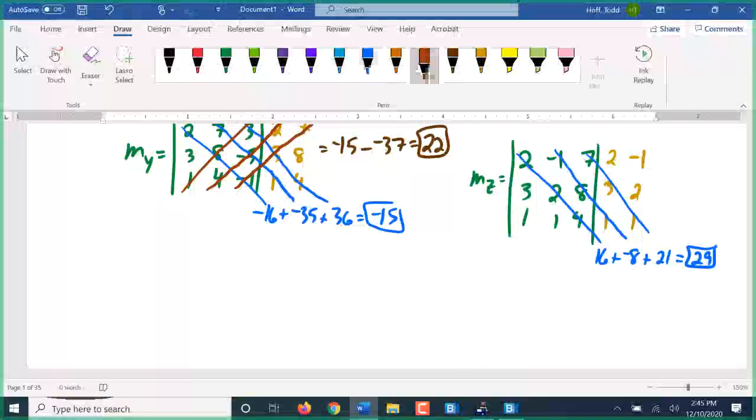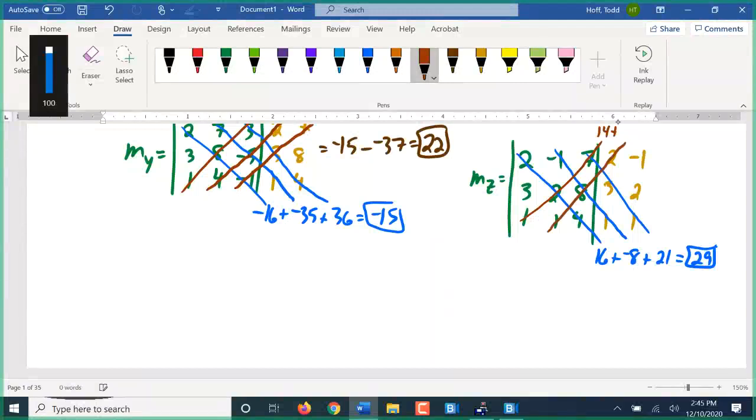Going up, 1 times 2 times 7 is 14, 1 times 8 times 2 is 16, 4 times 3 times negative 1 is a negative 12. That gives us 18. So our determinant is 29 minus 18 is 11.